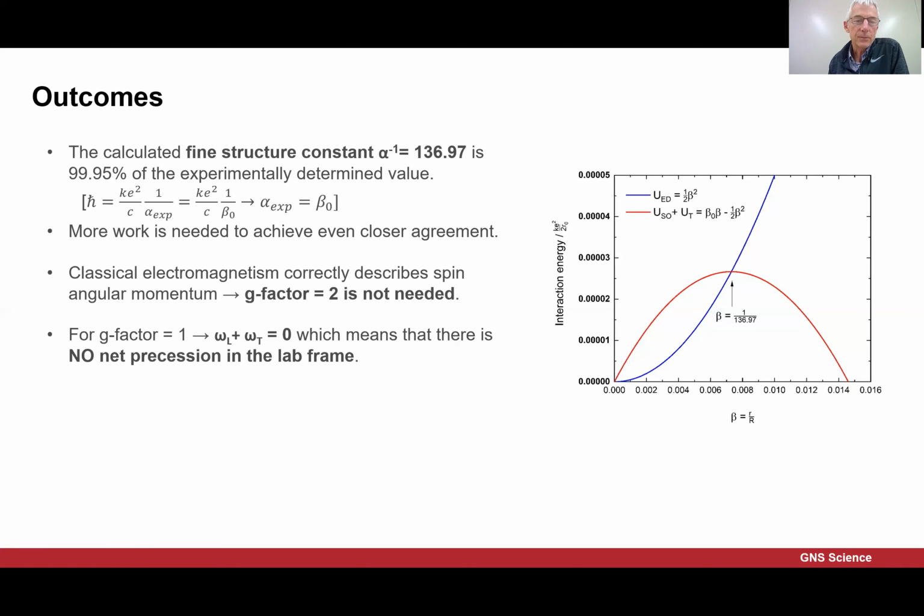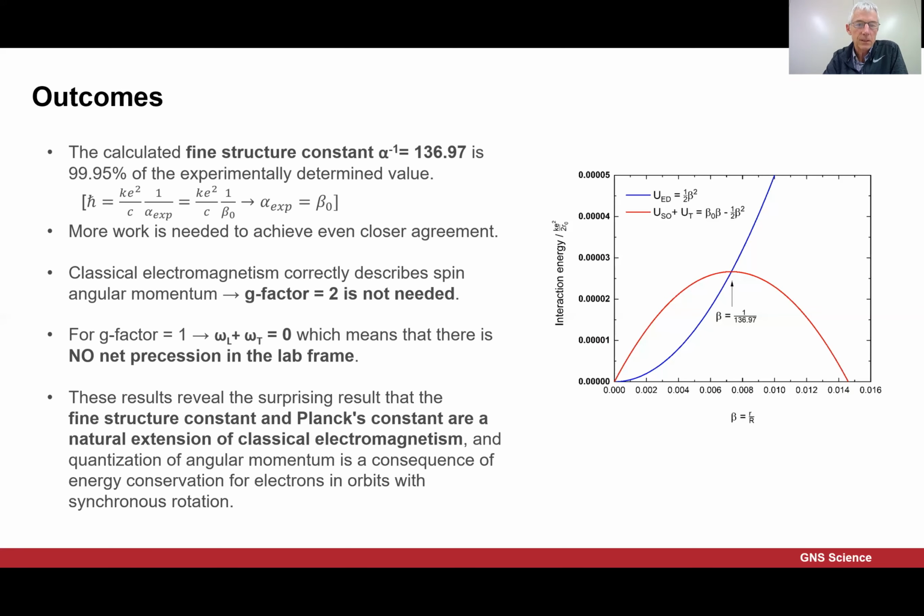And this makes sense because in the lab frame, we observe an electric dipole and an electric field, and if they're not aligned, then the torque will act to align them, not to generate a precession. So this makes good sense.